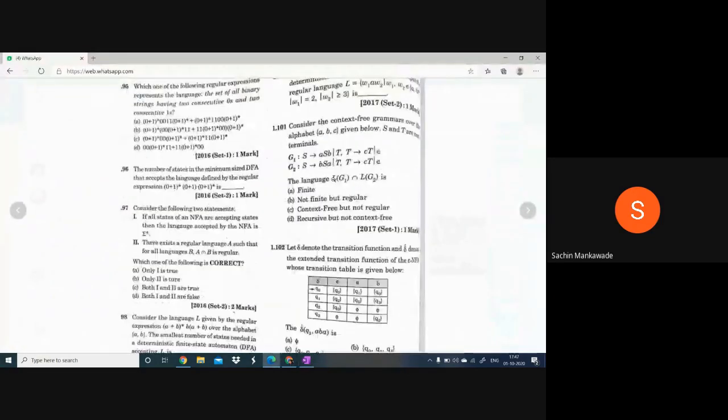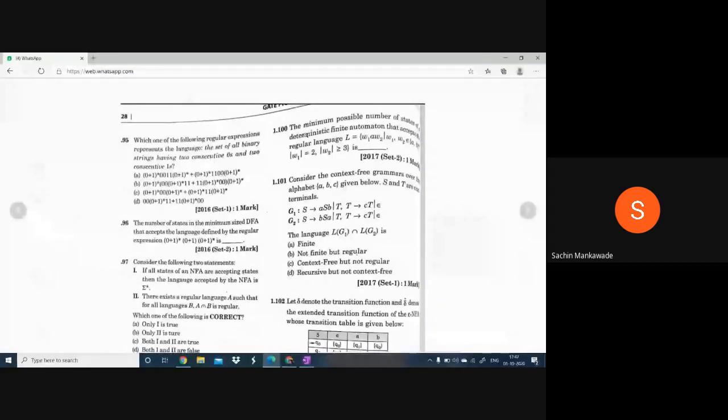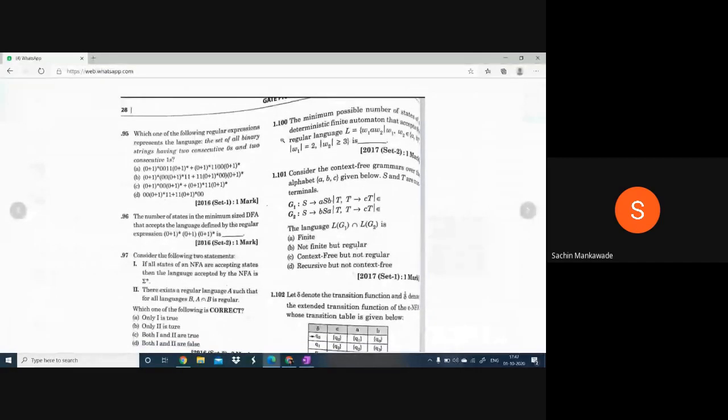Now see this one. Someone has asked me the 100 question. Question number 100. You try this question. Please, every one of you try this. The minimum possible number of states of a DFA that accepts the language L equal to W1 A W2, such that W1 and W2 belong to (A+B) whole star, where modulus W1 equals 2 and modulus W2 is greater than or equal to 3, is.